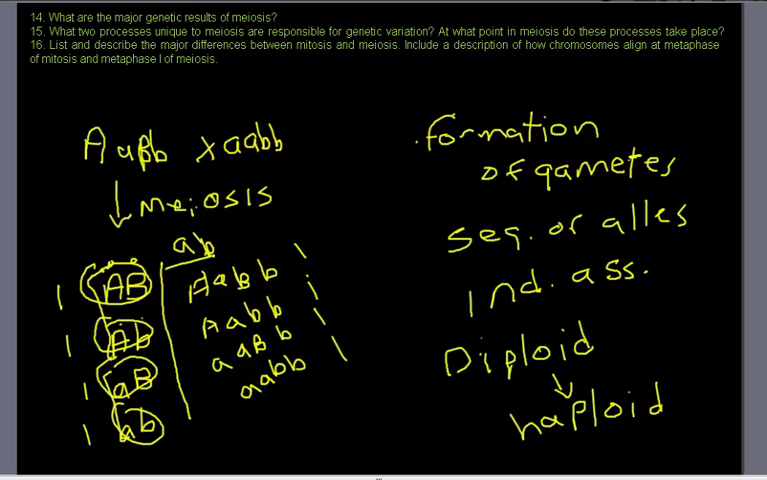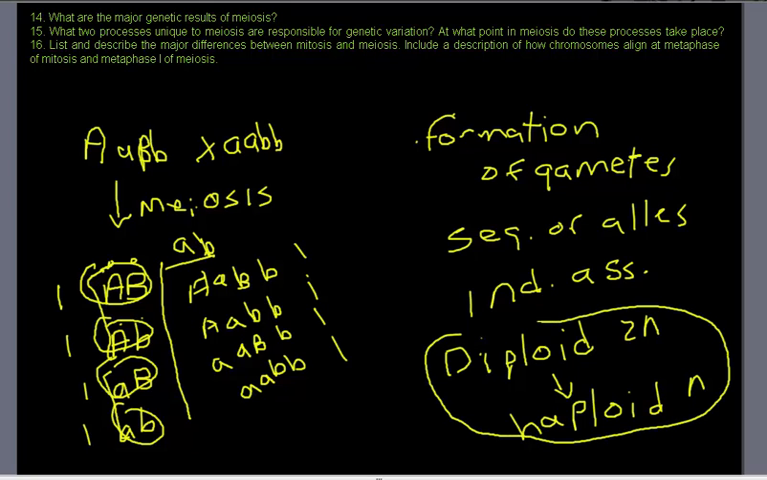We could represent diploid, which is often called 2N, and this is N. And so the only time this happens is during meiosis 1. And so we'll look at the chromosomes and how that occurs. And so these are the major genetic results of meiosis.